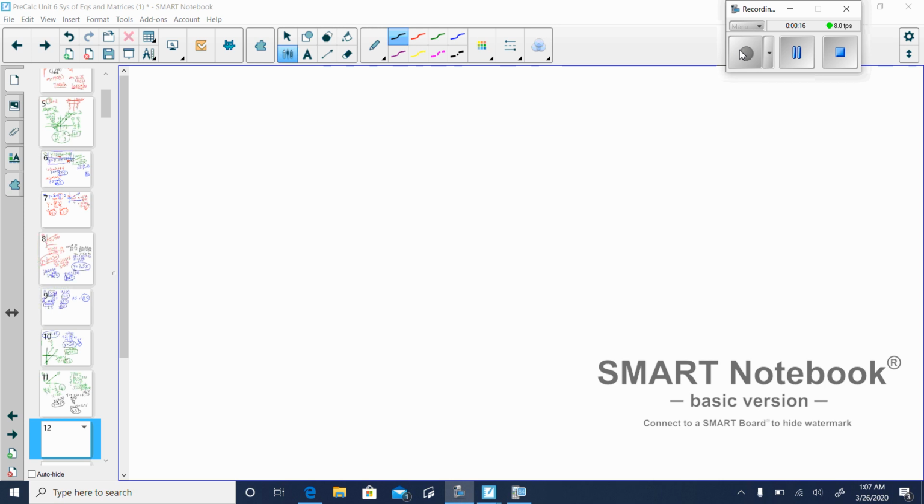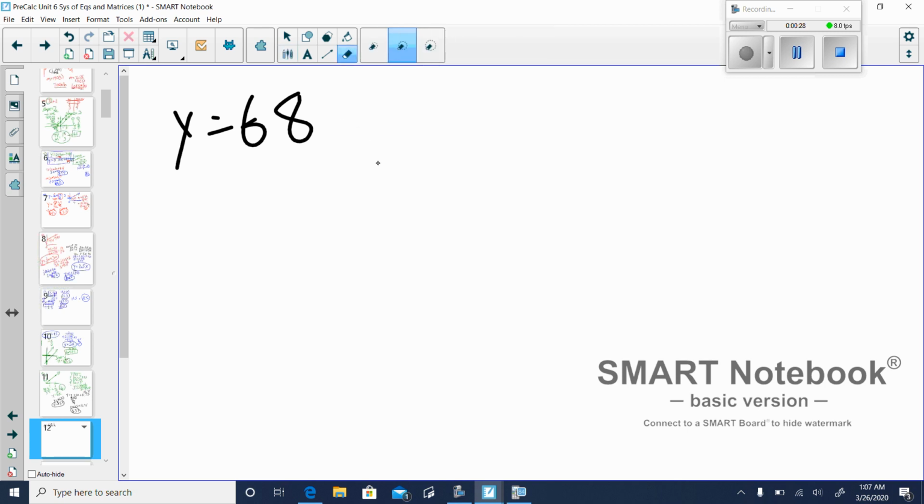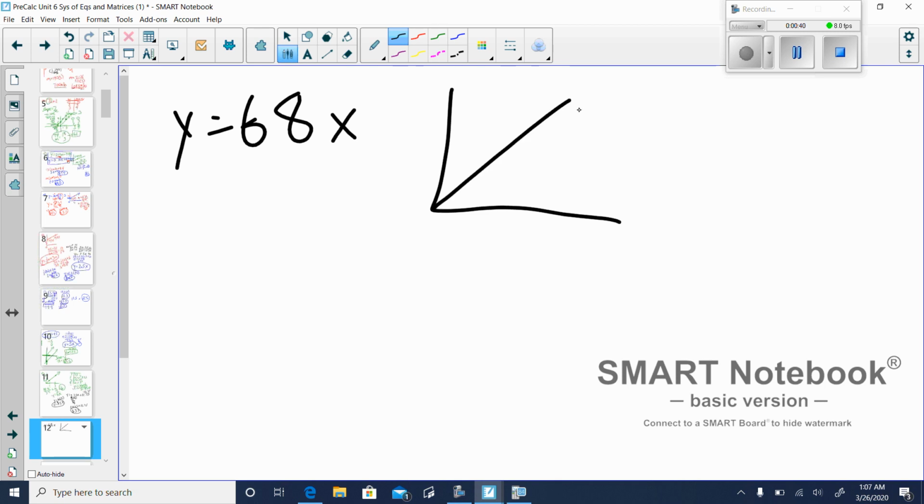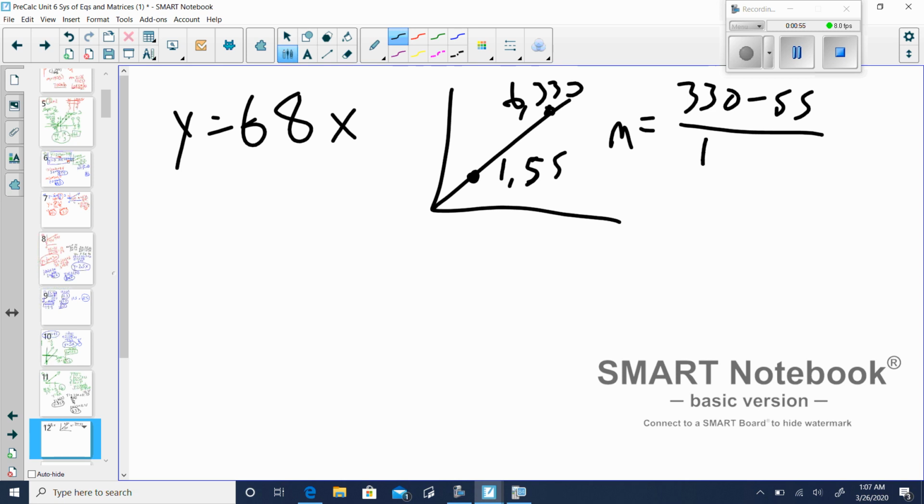Number one, for the first leg of the Ramirez family's trip, their speed averages 68 miles per hour. Instead of that H, I'm just going to do x: y equals 68x. The second leg is shown in the graph. They want us to compare these two, and we get 2 points: 55 and 6, 330. Our slope is y2 minus y1 over x2 minus x1.